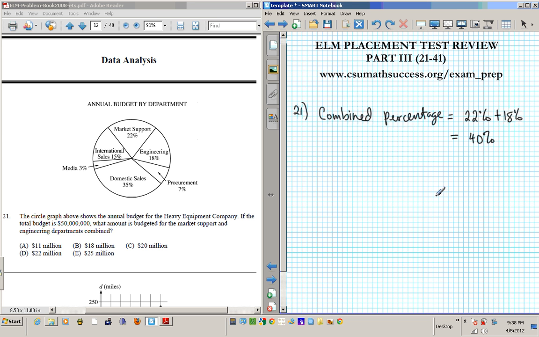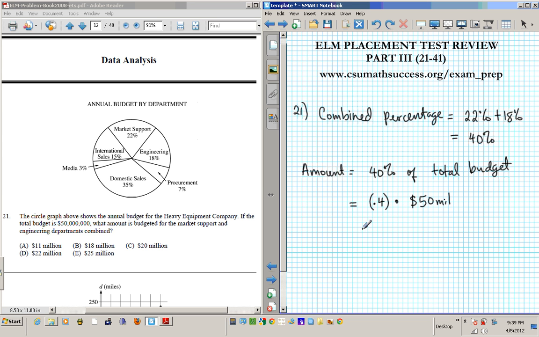Okay. So to get the amount that is devoted to these two sections, all you have to do is multiply. You just have to take the combined percentage of the entire thing. So the amount is basically going to be 40% of the total budget. So what is 40% of the total budget? 40% in math is 40 over 100 or 0.4. Okay, that is multiplied by the total budget, which is 50 million. I'm going to write it like this, 50 mil, okay?